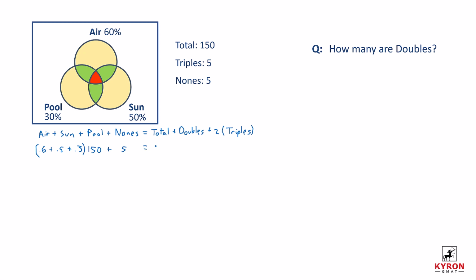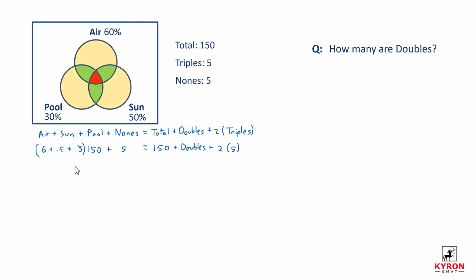The right side, we know that the total is 150 houses. The doubles is the number we're trying to find, so let's just leave that as it is. The triples, that figure is given as 5, so triples is 5. And now we can manipulate this to solve for the number of doubles.